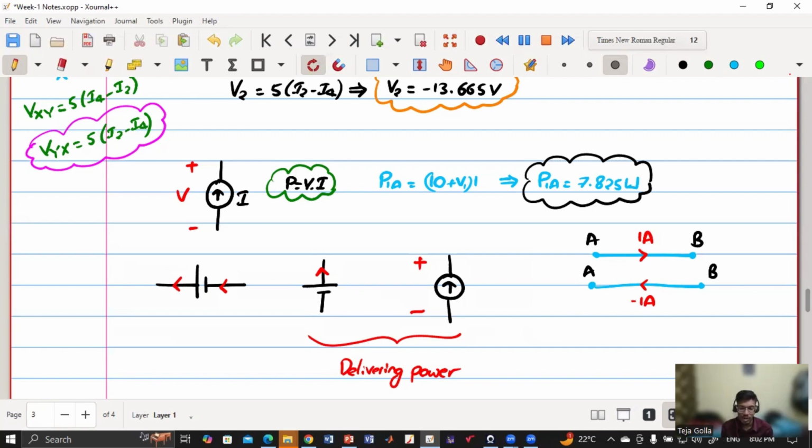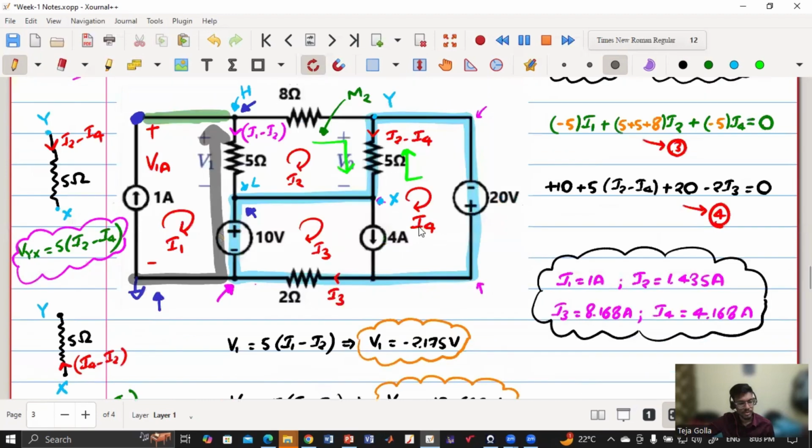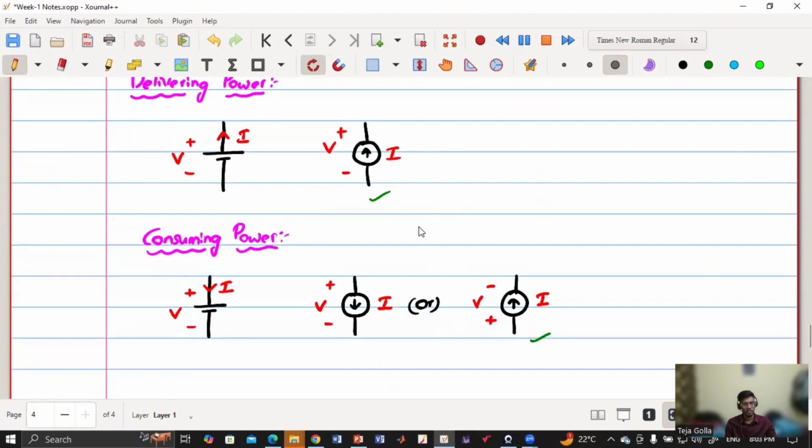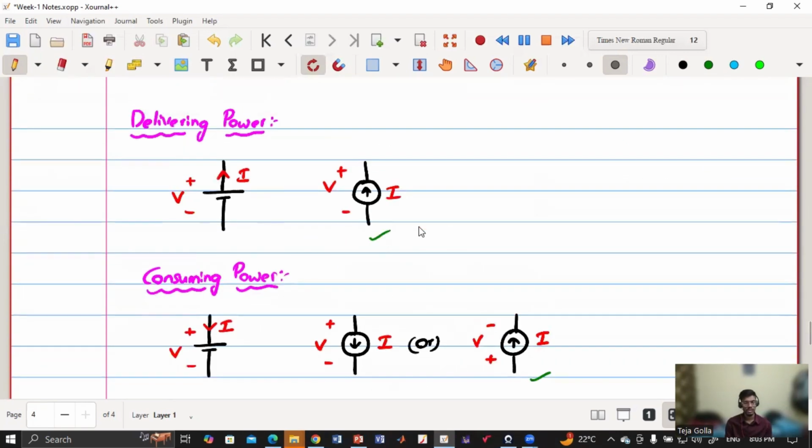Similarly, current flowing from B to A as minus 1 ampere means current is actually flowing from A to B. So it is just a negation of negation, which means positive. Got it? So we are taking plus and minus with respect to the direction of the current source. Yes. So these are the overall things. You have to see under which condition it is falling, then you can say whether it is delivering or consuming power.